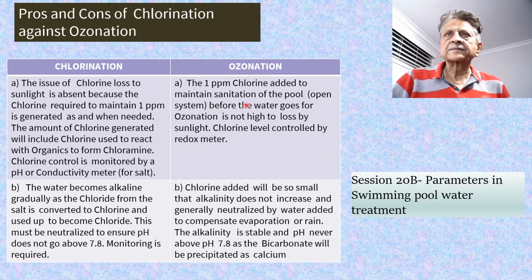In other words, if the pool is ozonated, the amount of chlorine that you add to maintain the 1 ppm will be very small compared to the amount that you have to add if it is a chemical treatment.